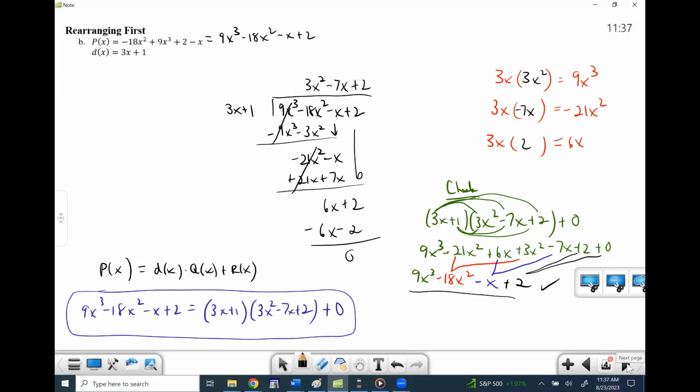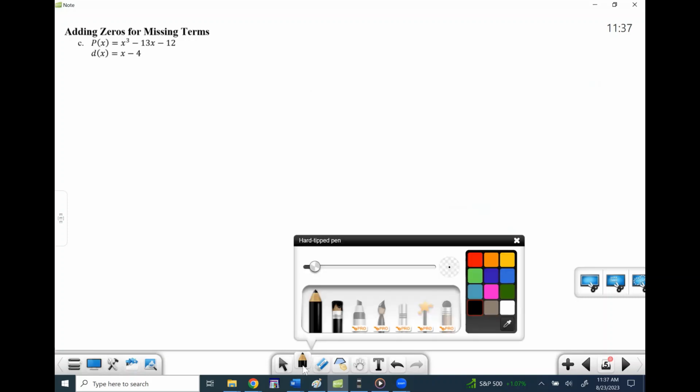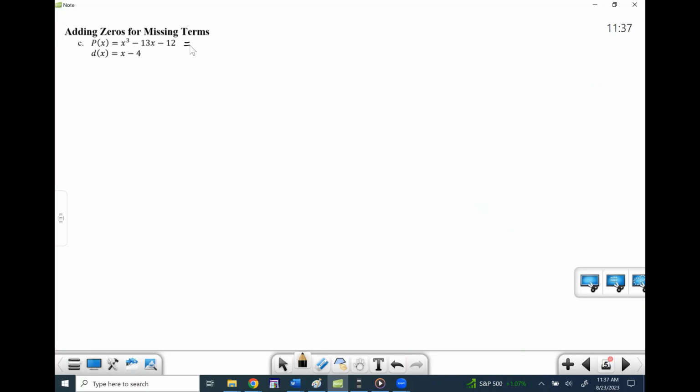I probably won't check them all now that you understand how to check it. Let's go in and do one that requires a little bit of stuff at the front also. So when you're doing long division or synthetic, which we're going to learn in a second, you have to make sure that every single term is represented. In this case, the cubic, the quadratic, the linear, and the constant. And you can see that our dividend is missing the x squared term.